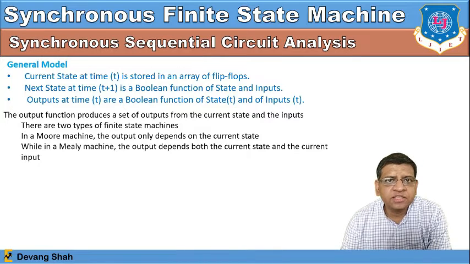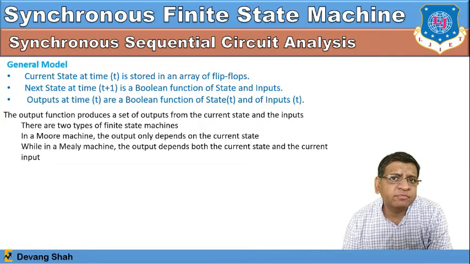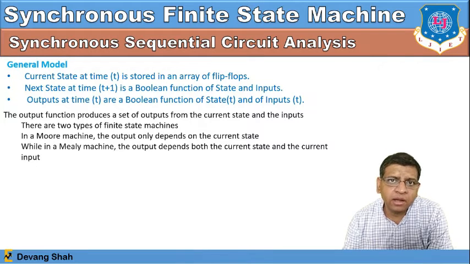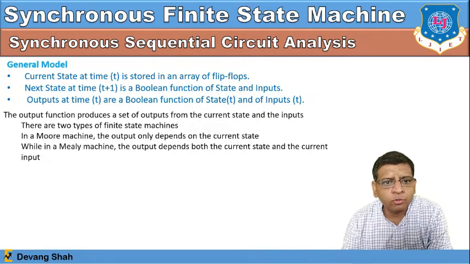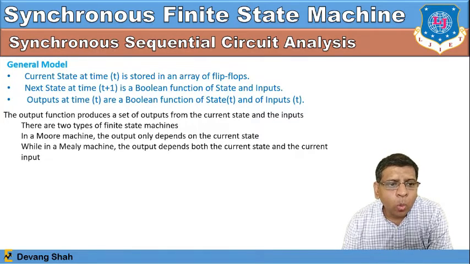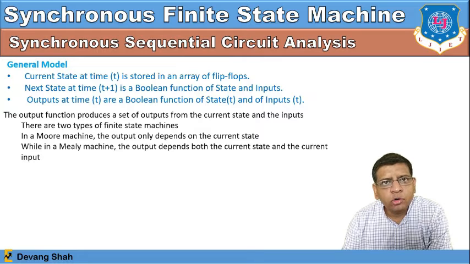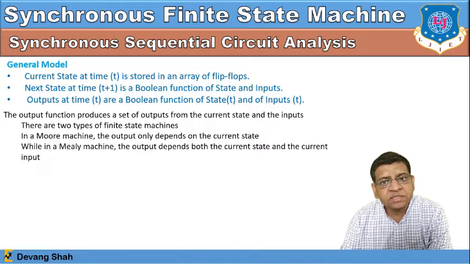Let's generalize: we define the current state at time t, stored in the array of flip-flops. The next state we always define as t plus 1, and the output at time t is a Boolean function of the present state at time t and the inputs at time t, right? So we always define the present state as t and the next state as t plus 1. The output function produces a set of outputs from the current state and the inputs. There are two types of finite state machines available. One is a Moore machine, where the output depends only on the current state, while in a Mealy machine the output depends both on the current state as well as the current input.